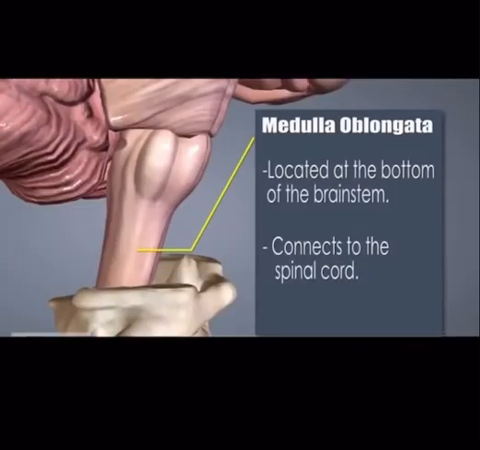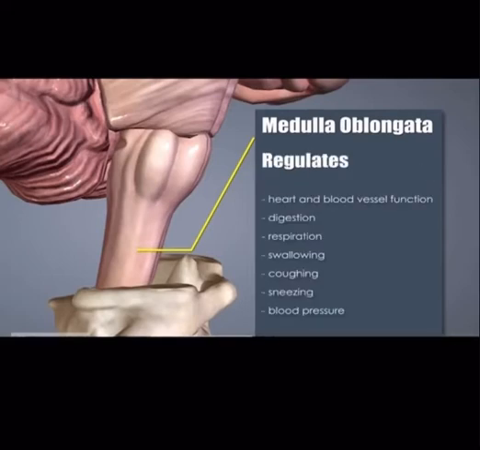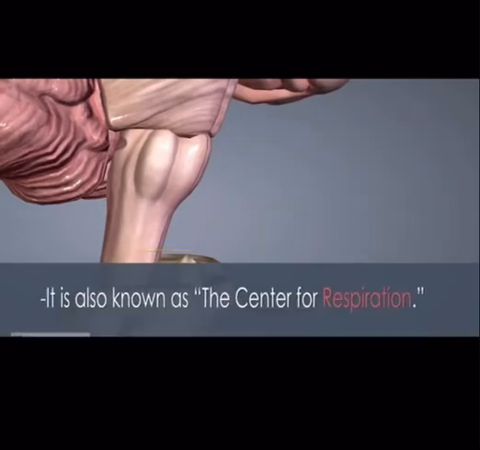It's the lowest part of the brain stem, and it connects to the spinal cord and is responsible for regulating heart and blood vessel function, digestion, respiration, swallowing, coughing, sneezing, and blood pressure. So it's the center for the respiratory system. Then we have covered the brain.